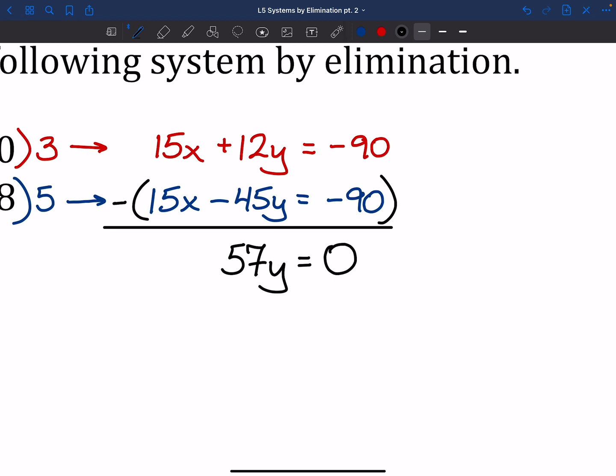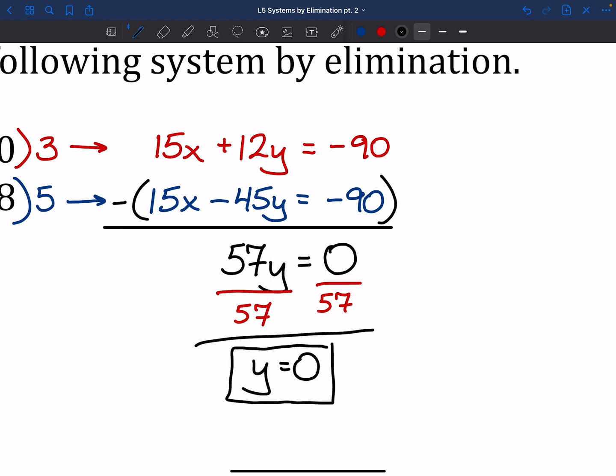When you get to here, don't freak out. 0 is a number. You can get 0. Not the end of the world. After that, we just got to figure out what y is. We're going to divide by 57 to get rid of that. And when we divide 0 by 57, it's still just 0. If I have 0 things and I split them into 57 equal piles, there's still 0 in each pile. So y is 0.